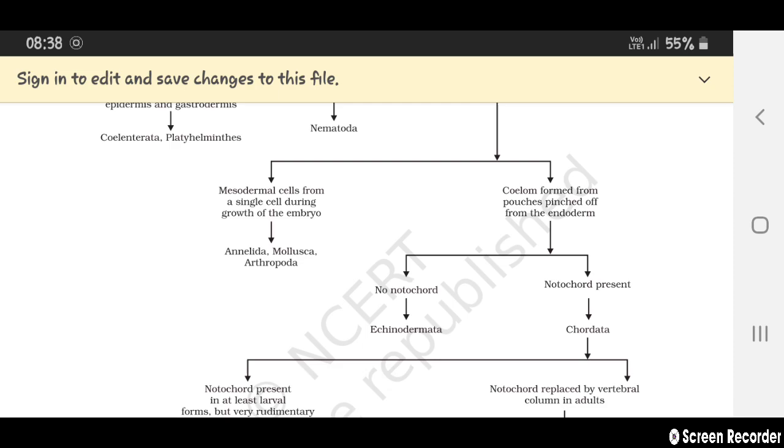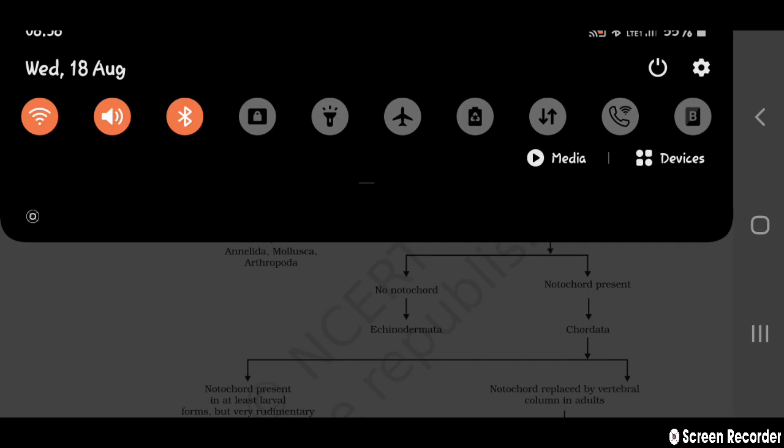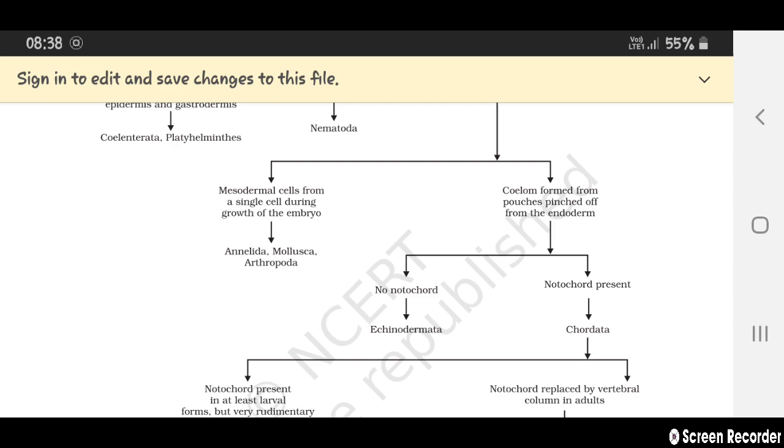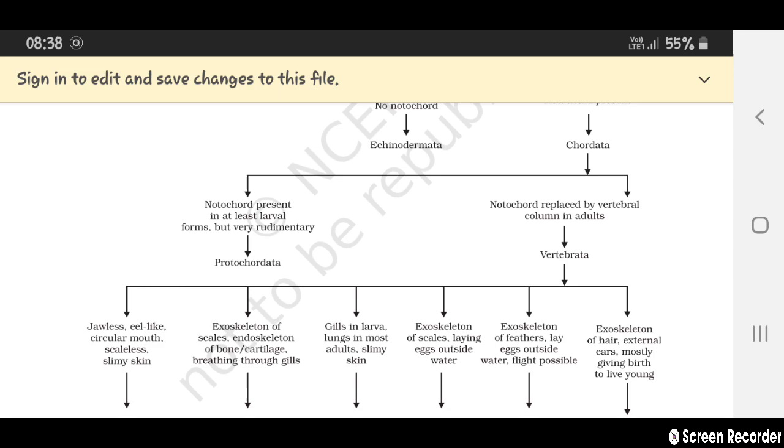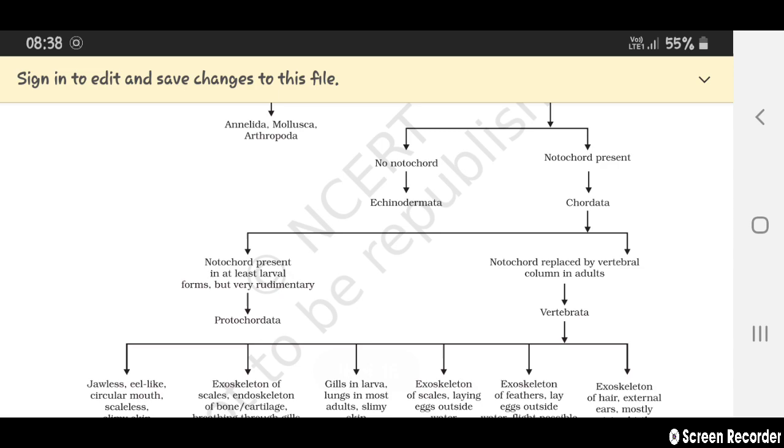The mesodermal cells form from a single cell during the growth of the embryo. The examples for them are Annelida, Mollusca, Arthropoda. And the other one is the coelom formed from pouches pinched off from the endoderm. There are two types: notochord and no notochord. No notochord is Echinodermata. Notochord present is Chordata.